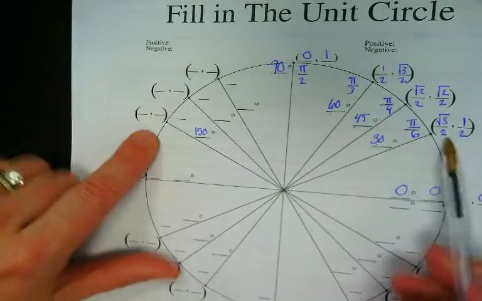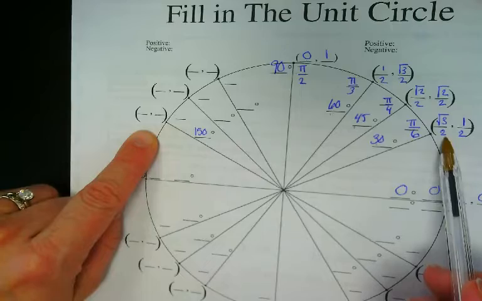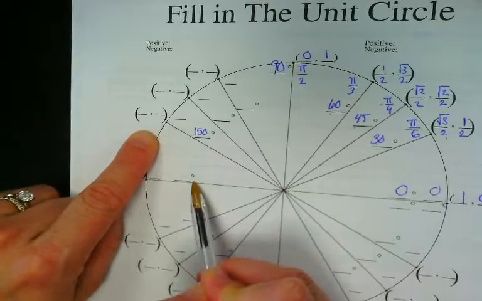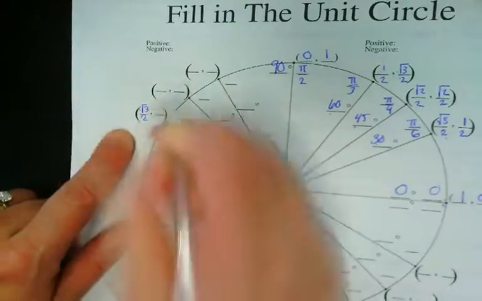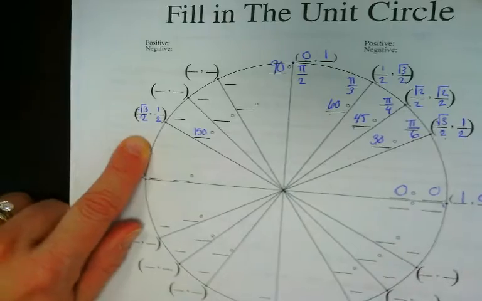Okay, now the coordinates are the exact same because it's still 30 away. The only thing that's going to change is whether it's positive or negative. If I went this way, what do you know about the x value? So it's negative root 3 over 2. And then I went up, so that's going to stay a positive 1/2.